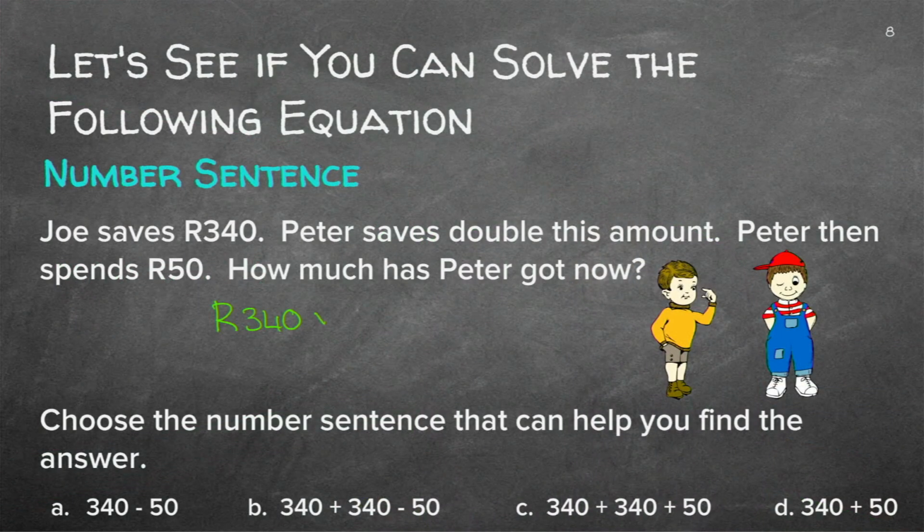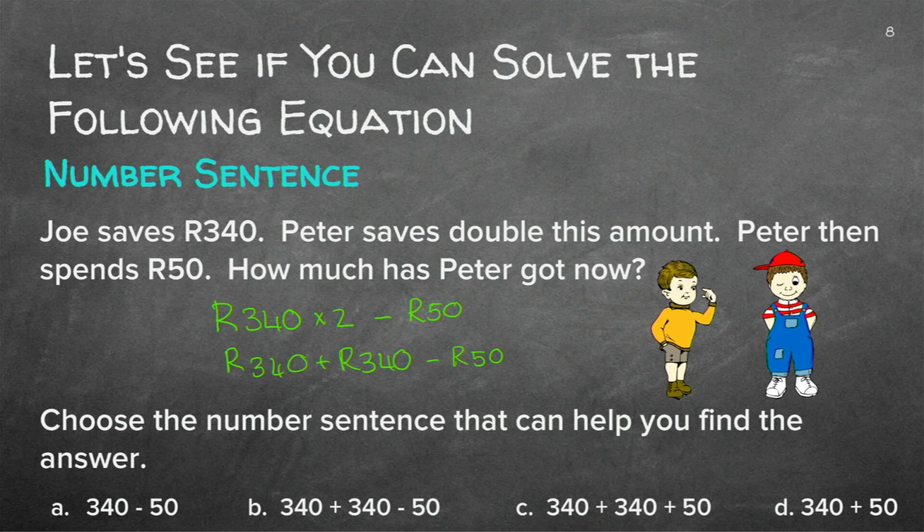Now, when I double something, what do I do? I times it by 2, or I can plus it with itself. So those are the two ways I can write this part of my number sentence. But then they say, Peter then spends 50 Rand. Now, when I spend, I'm losing some of my money. I'm giving it away. So how much should I spend? 50 Rand. So there are two ways you can write this number sentence.